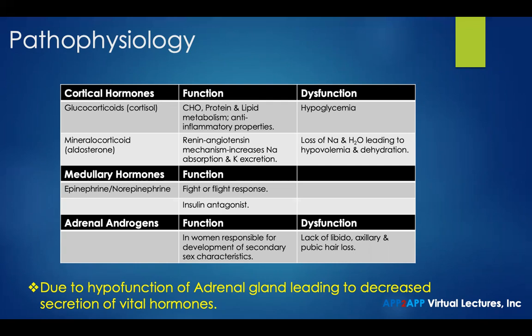Mineralocorticoids, also known as aldosterone, are responsible for renin-angiotensin mechanism and increased sodium absorption and potassium excretion. When there is insufficiency, there's loss of sodium and water, leading to hypovolemia and dehydration. Medullary hormones include epinephrine and norepinephrine and are responsible for our fight or flight response and are insulin antagonists. And finally, adrenal androgens. Their responsibility, specifically in women, is the development of secondary sex characteristics. When non-functioning or hyposecreted, there is a lack of libido and loss of both axillary and pubic hair.